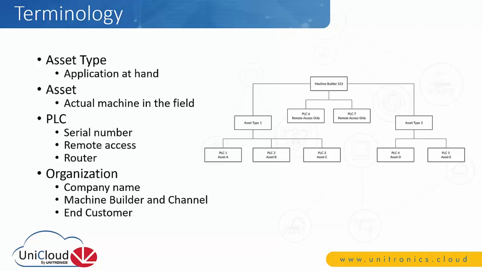In the case of the Jazz, Samba, and Vision controllers, the asset will consist of a PLC and a router, both of which have serial numbers that must be validated at the cloud level. Once connected through the router, you'll have remote access along with the ability to pass data.